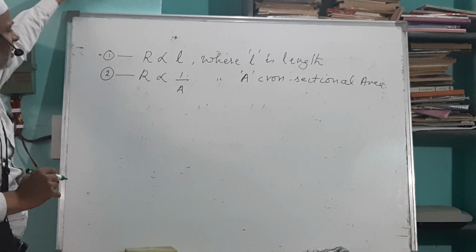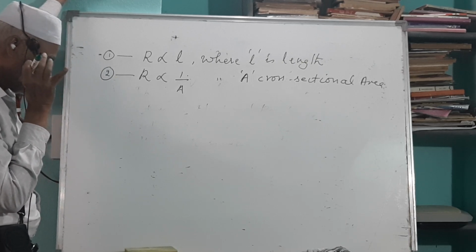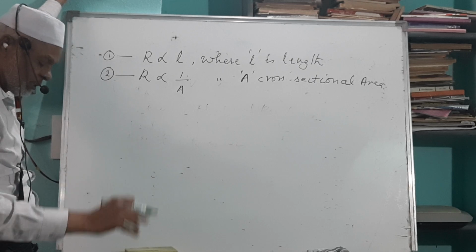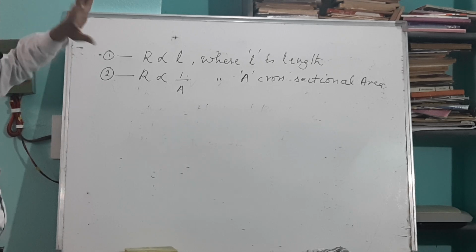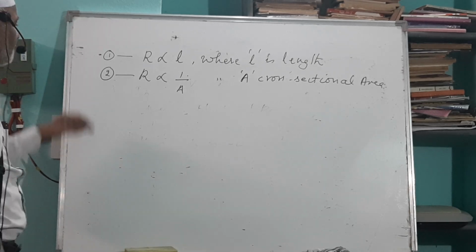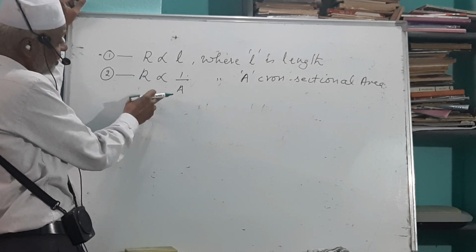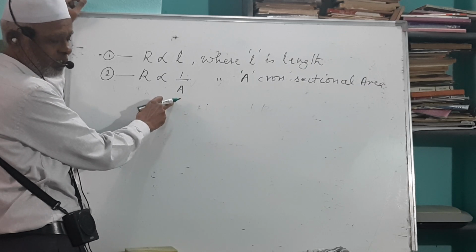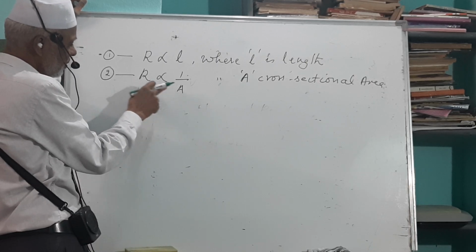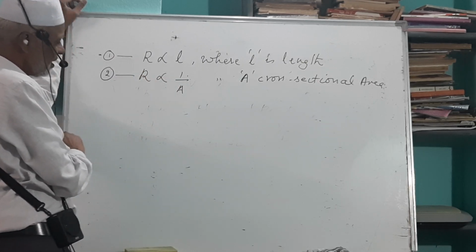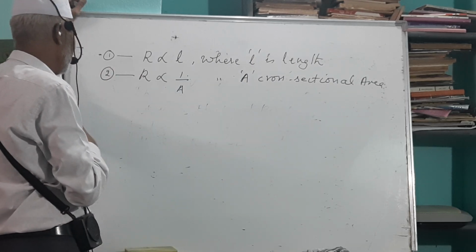So these are the two factors: R is directly proportional to length, and R is inversely proportional to cross-sectional area. What does that mean? As the length of the conductor increases, resistance also increases. As the length decreases, resistance decreases. So the resistance of the conductor depends on the length of the conductor. The second factor is that resistance is inversely proportional to the cross-sectional area. As the area increases, resistance decreases. As the area decreases, resistance increases. This is the theory we have already studied.